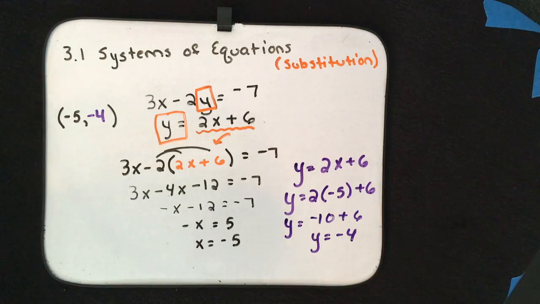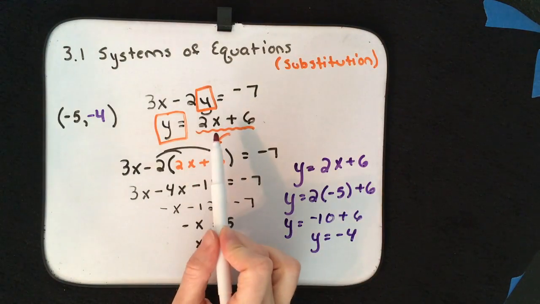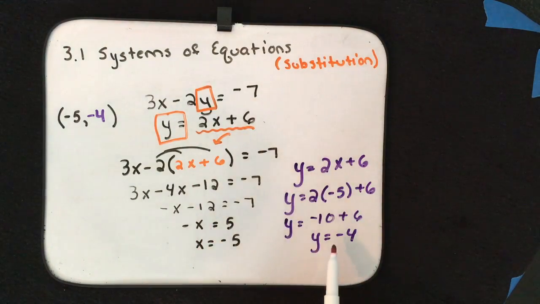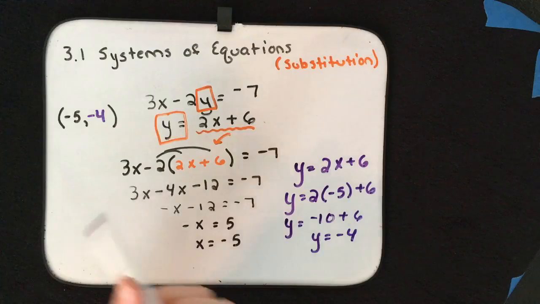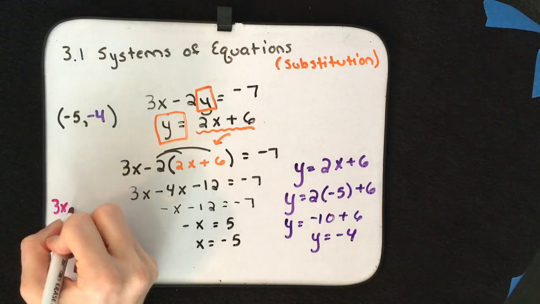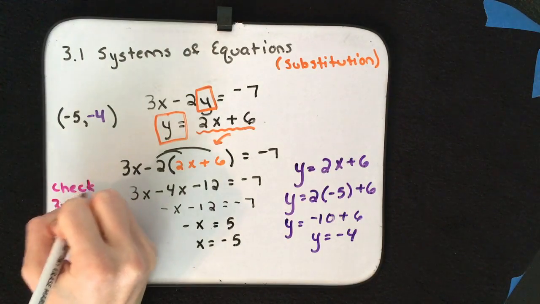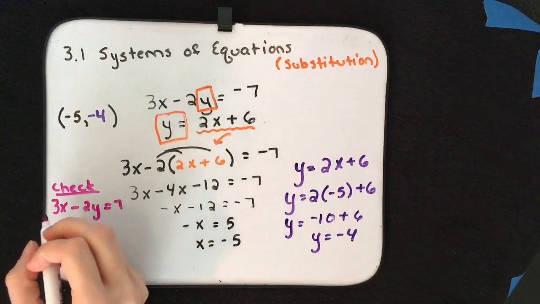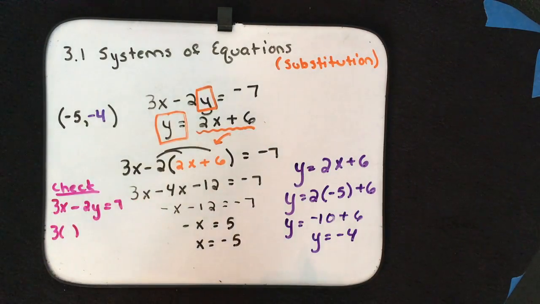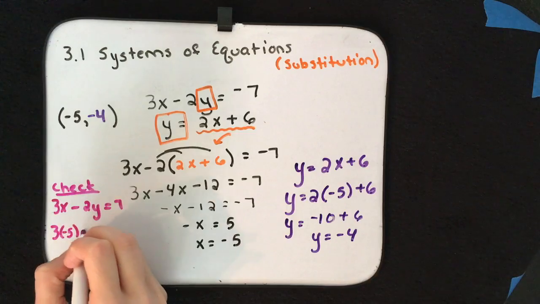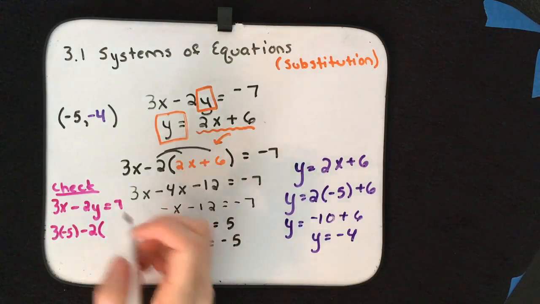It's always a good idea to check. To check a systems of equations, you use the equation that you did not use for the second variable as your check. So for example, we used y equals 2x plus 6 to solve for the second variable, to solve for y. So that means we should use this equation for our check. So we have 3x minus 2y equals negative 7. We think x is negative 5. So let's do our parenthesis, and in that parenthesis, let's put the negative 5. We think y is negative 4.